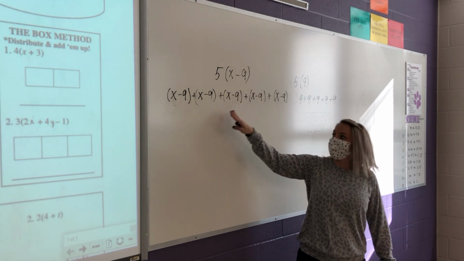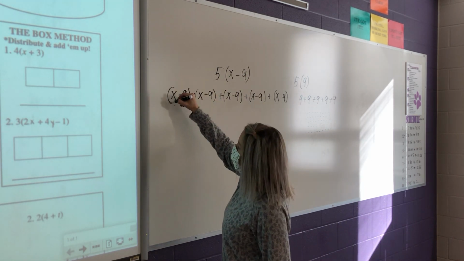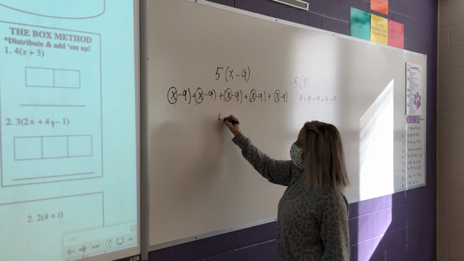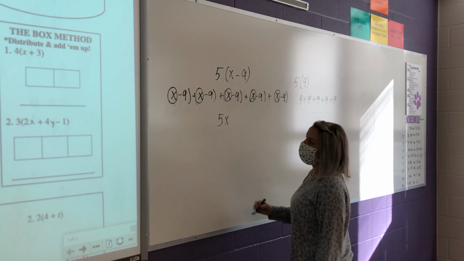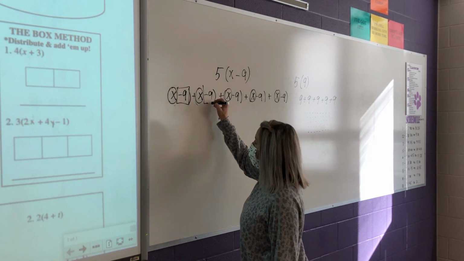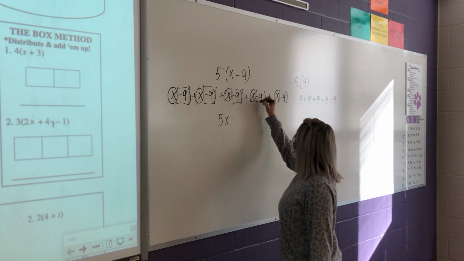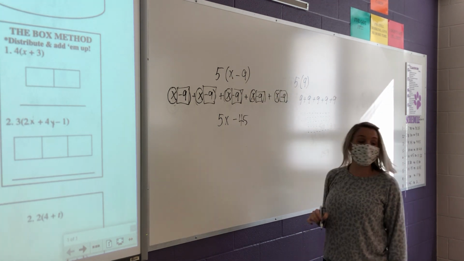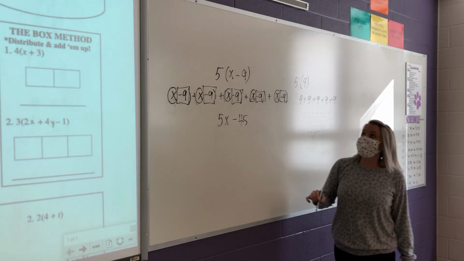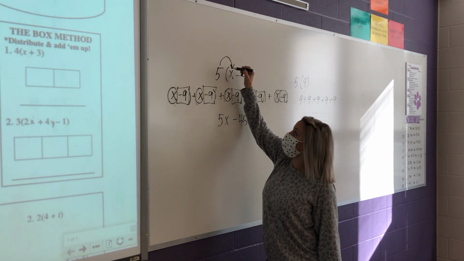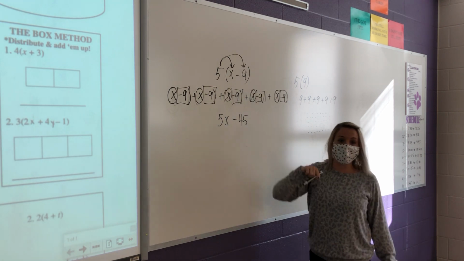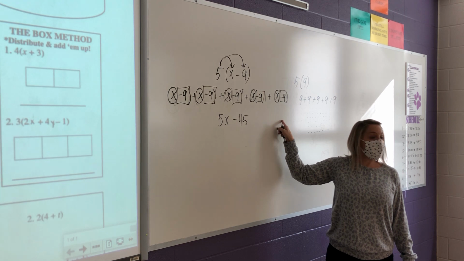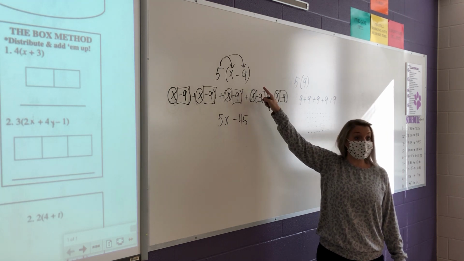Okay, so we need 5 groups of x minus 9, right? So how many x's do we have? 1, 2, 3, 4, 5. So that's our 5 x's. And then we have negative 9. How many times do we have negative 9 written down? 5. So that's where we get our 45. Okay? So doing the distributive property, 5 times x and then 5 times negative 9, that's our shortcut for repeated addition. So that's why we're allowed to do the distributive property.